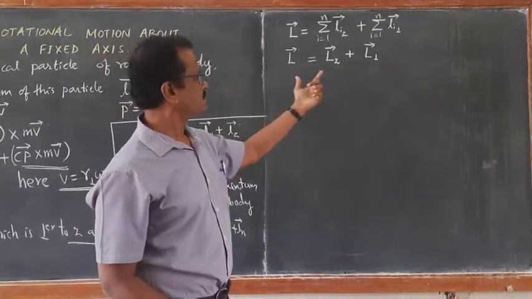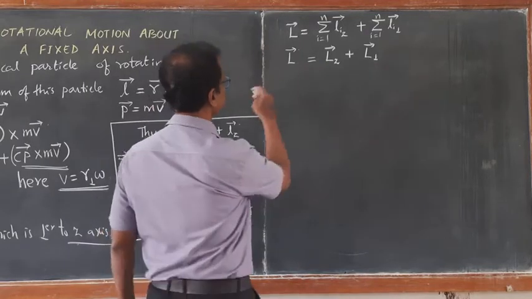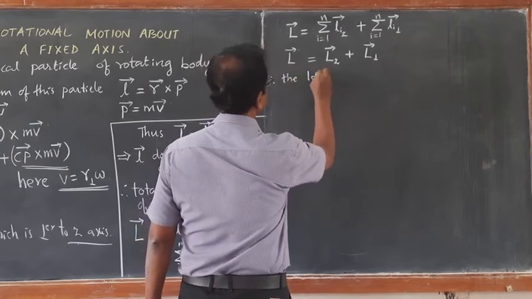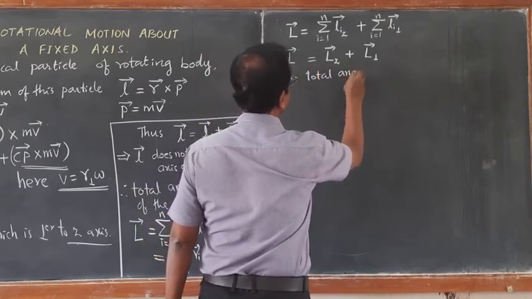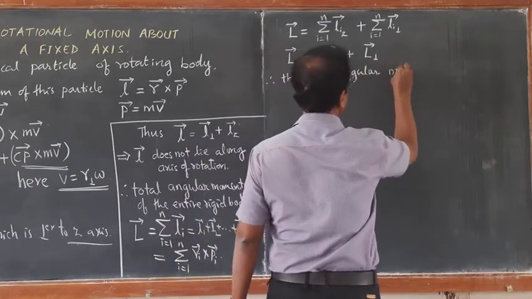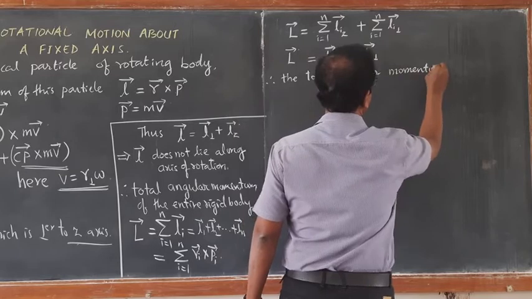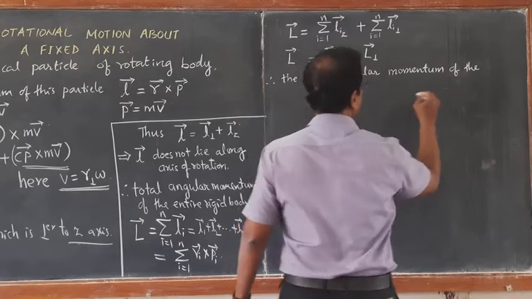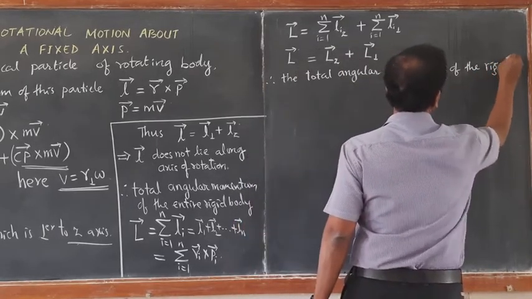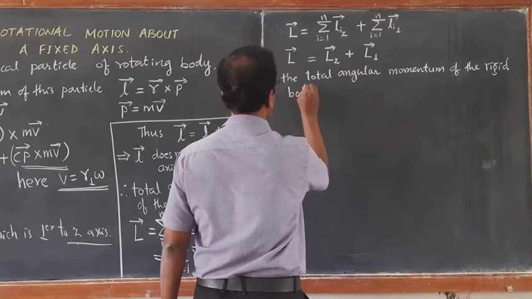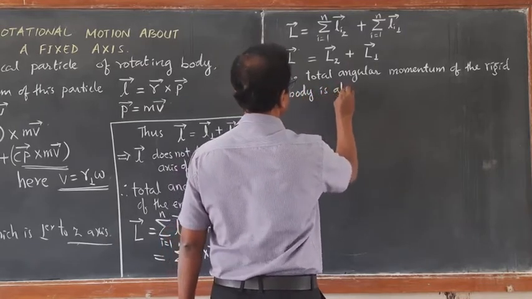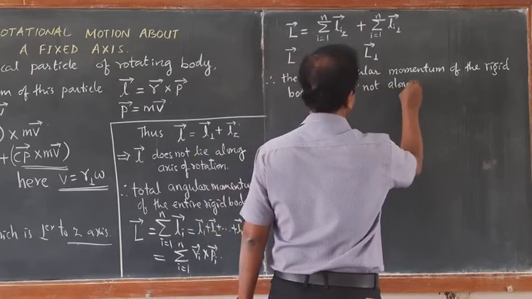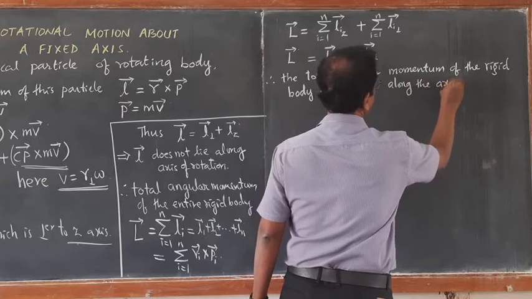Now we will write what is the Lz component. So you can just write, therefore the total angular momentum of the rigid body is also not along the axis of rotation.